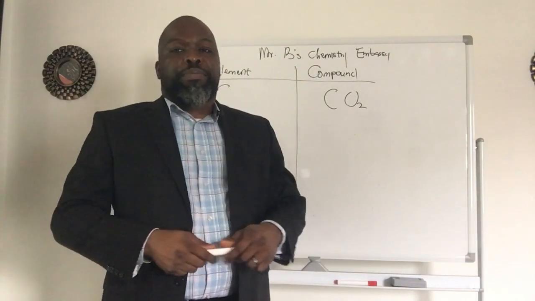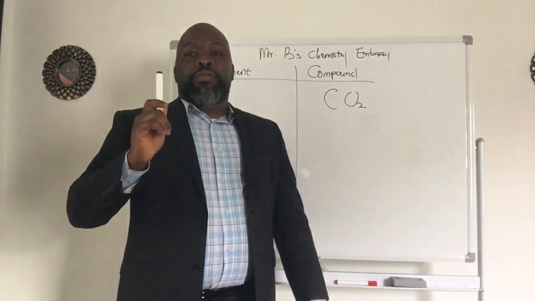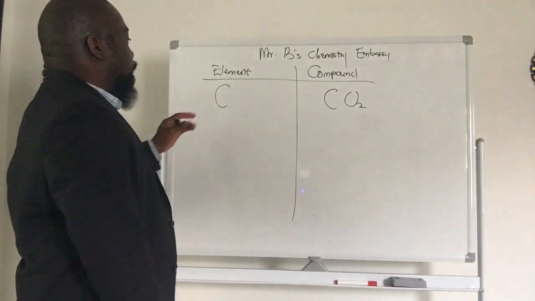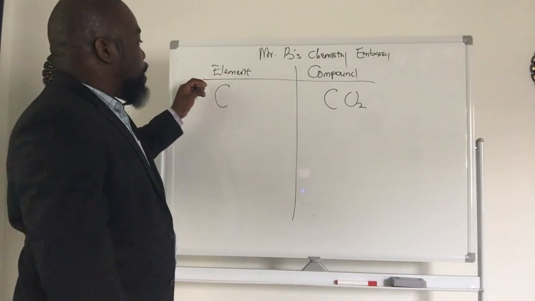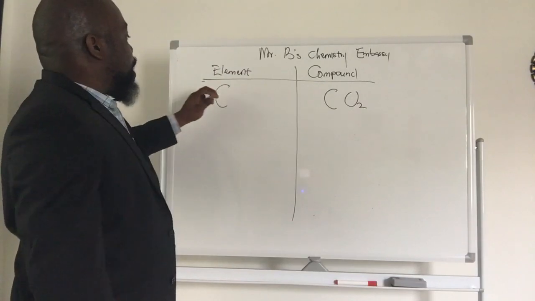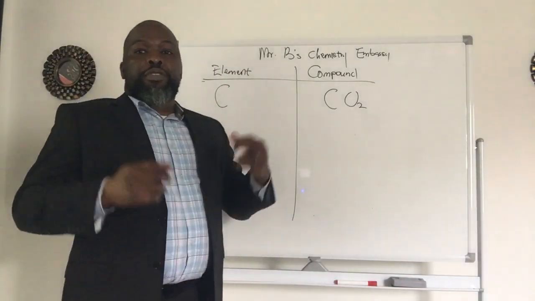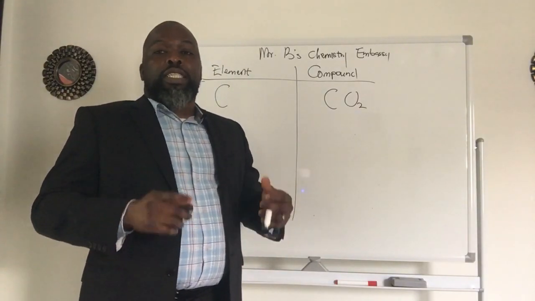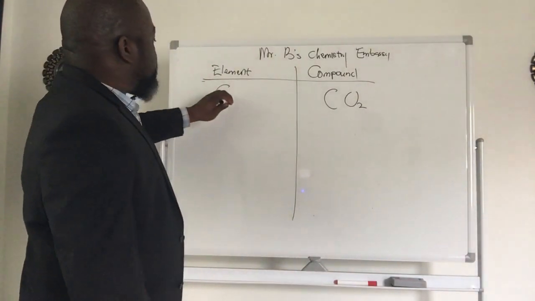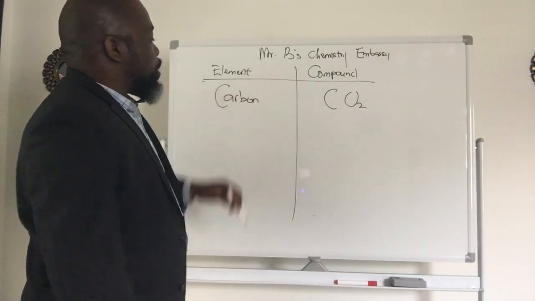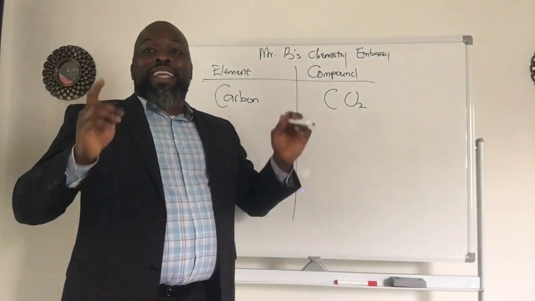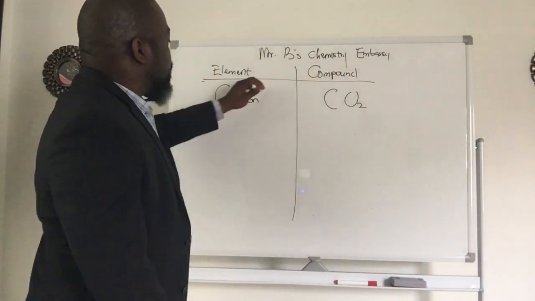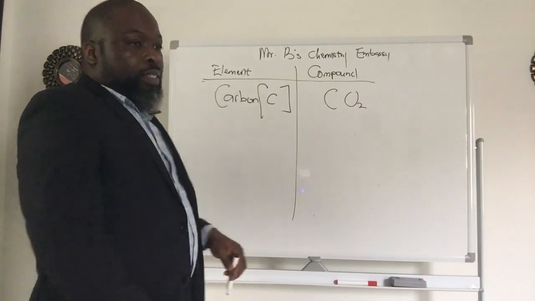So what is an element? An element is just a single thing. Let me give you guys an example. If you look on the board here, to my left is element and to my right is compound. Let's say this is a C. If you go on your periodic table and look at the symbol C, the symbol C signifies carbon. So C is for carbon. Carbon is an element on the periodic table. One single thing is an element. Like I said, C, that's an element.